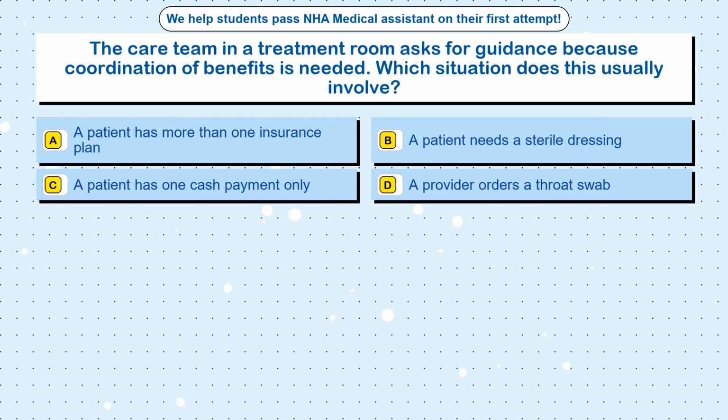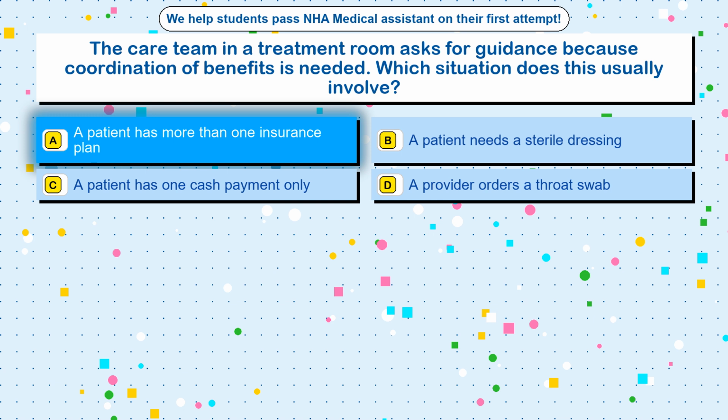Question 57. The care team in a treatment room asks for guidance because coordination of benefits is needed. Which situation does this usually involve? Option A, a patient has more than one insurance plan. Option B, a patient needs a sterile dressing. Option C, a patient has one cash payment only. Option D, a provider orders a throat swab. The correct answer is option A, a patient has more than one insurance plan.